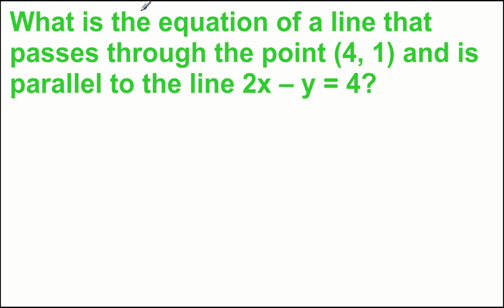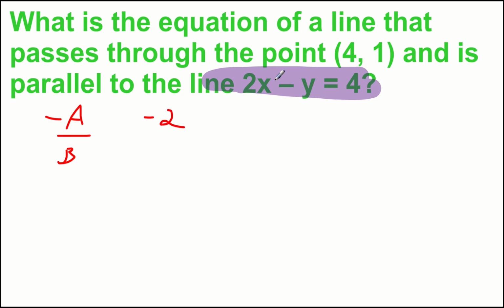So to find the slope from the standard form equation, we do the opposite of A over B. A is 2, so the opposite of that is -2. B, we have -y, so that's a -1. A negative over a negative makes that a +2. Okay?